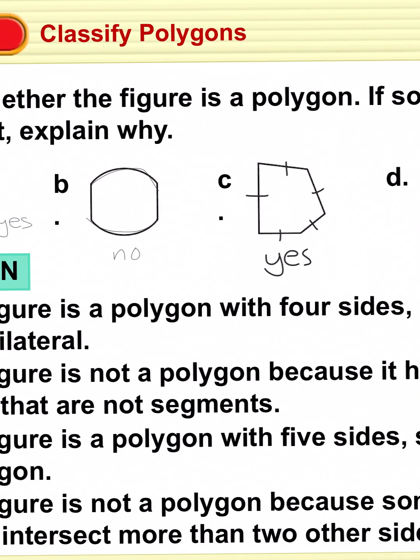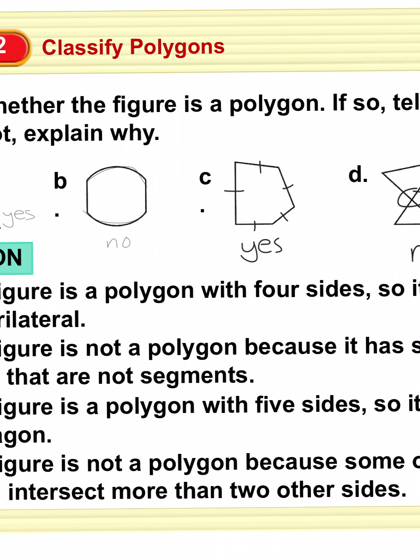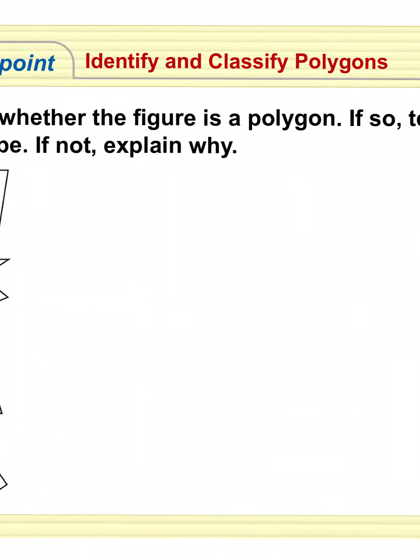Any questions on polygons so far? Okay. Go ahead and try these 4. I'll give you 30 seconds. Say yes, no, and then say what type it is. Number 1, yes or no? No. Why not? What breaks it? It's open.